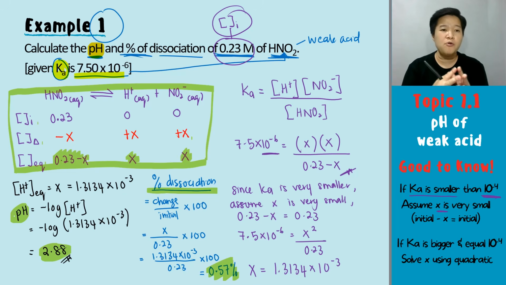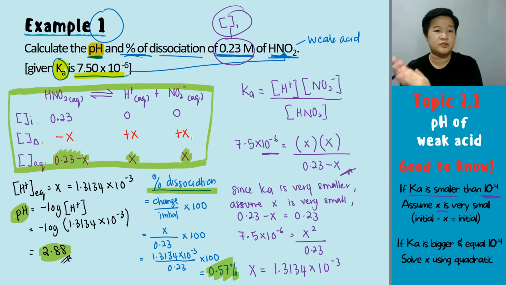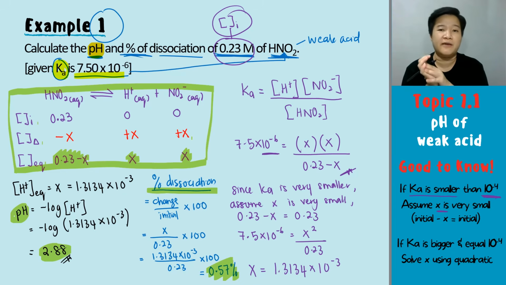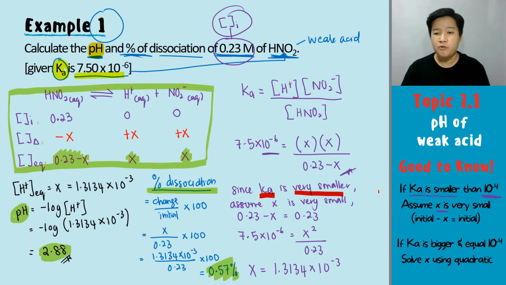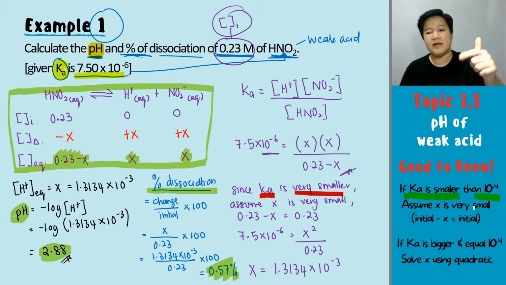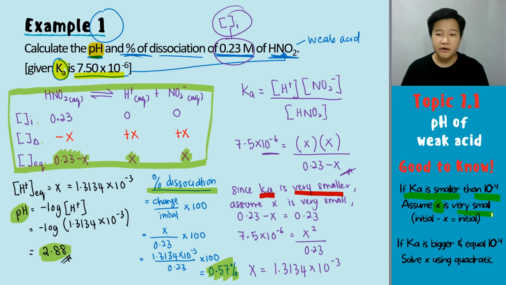We need to know how much of the weak acid has dissociated into H+, and also how much is left. That is the reason why you use an ICE table. Okay? And before we move on, just a kind reminder: if your Ka is very small, smaller than times 10 to the power of negative 4, meaning negative 5, negative 6, negative 7, and so on, we will assume the X over here is very small.